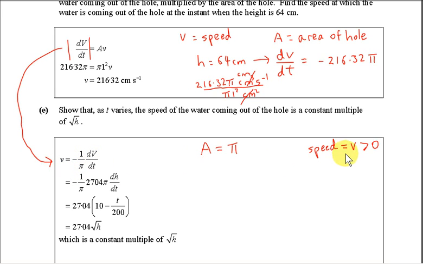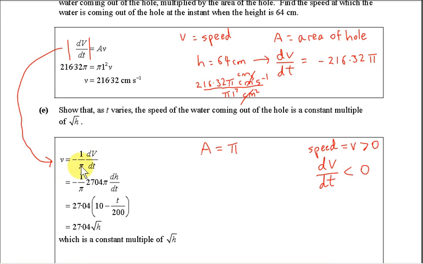However, v, the speed, is a positive quantity. Speed is normally positive. Well, it's actually always positive. It's the magnitude of the velocity, and the magnitude of a quantity is always positive. We also have that dV/dt is negative. So to ensure that v is positive, we have to put a minus sign here.